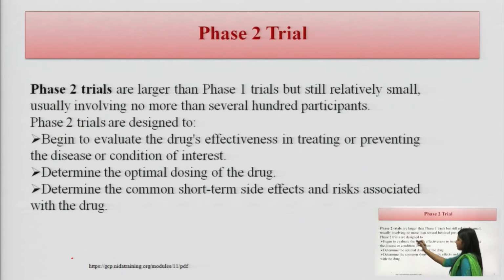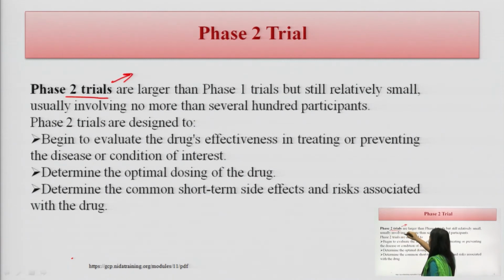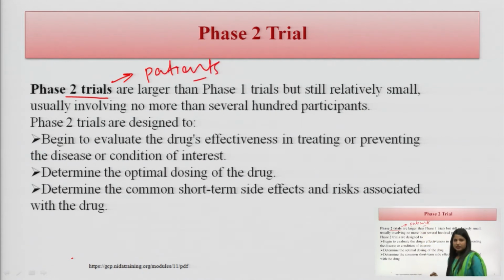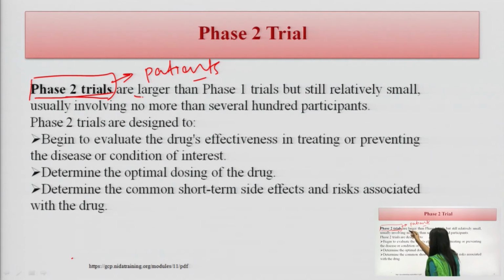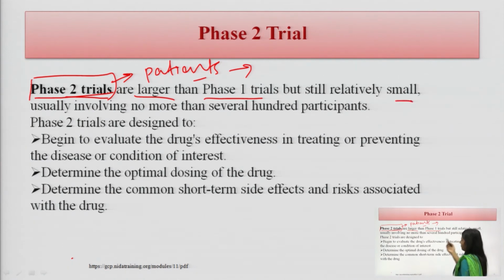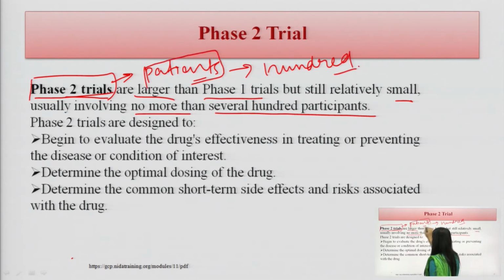So, what happens here? In the phase 2 trials, who are the participants? Participants are the patients. As in the phase number 1 trial, who were the participants? The participants were healthy volunteers. In the phase 2 trials, the study is larger because the number of patients is more than in phase number 1, but still relatively small, usually involving no more than several hundred participants. So, the number could be in the hundreds, and the participants are patients here.